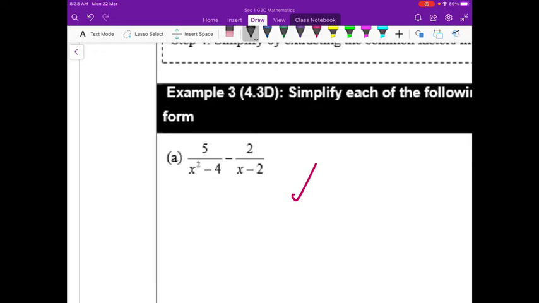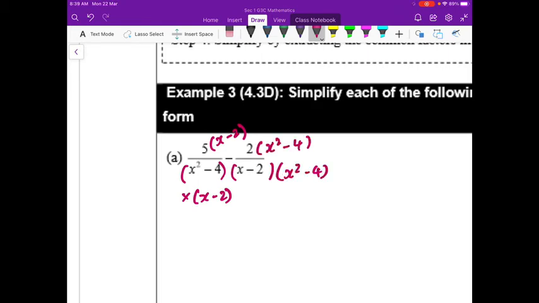x squared minus 4, x minus 2. Wow, it looks like no common factors. It looks like I have no choice but to do this. Multiply by x minus 2. Multiply by x minus 2. x squared minus 4, x squared minus 4.